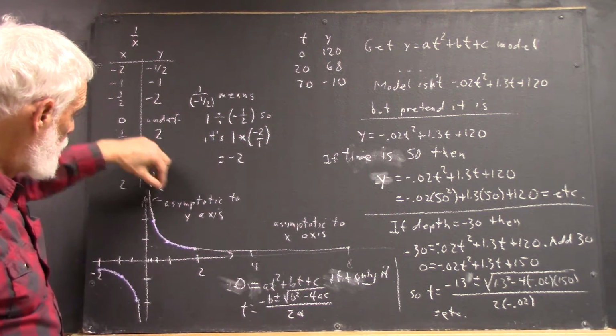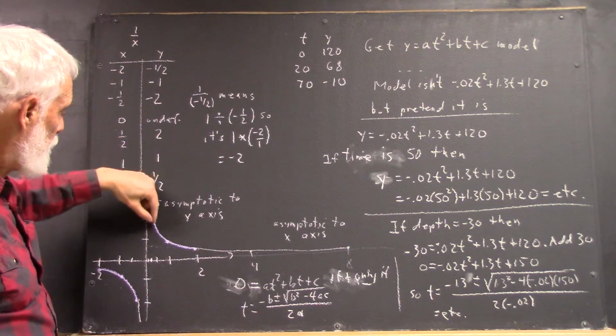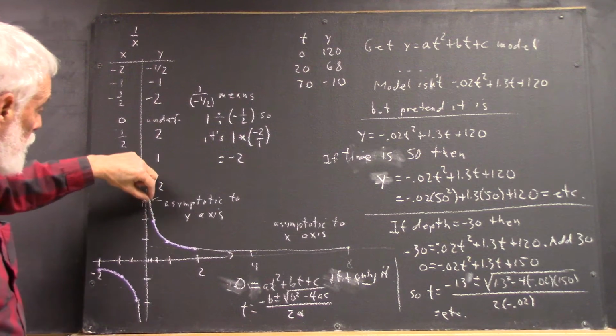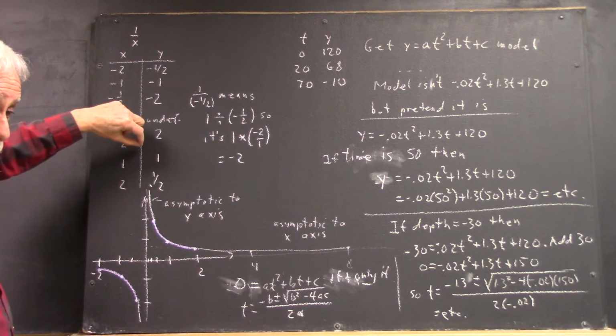In that case, we call this an asymptote. We say that this graph is asymptotic to the y-axis, meaning it keeps getting closer and closer, but never touching.